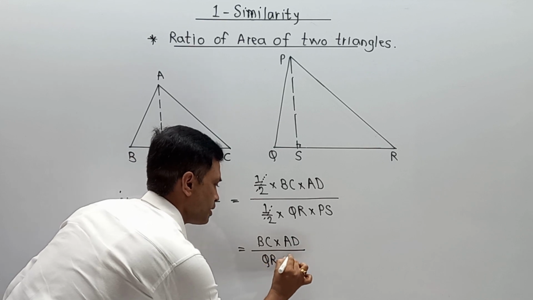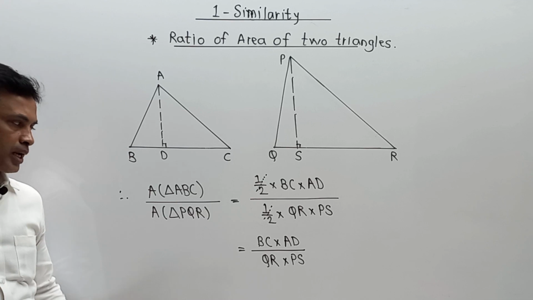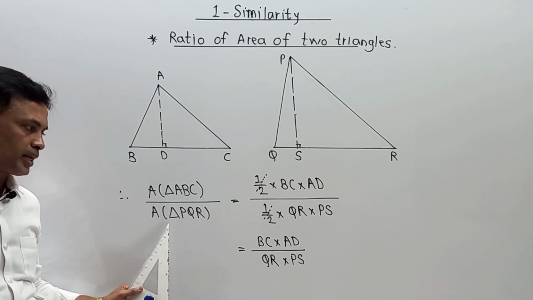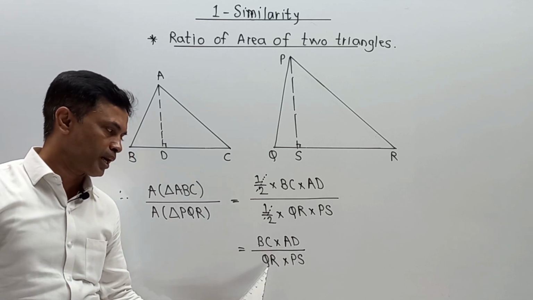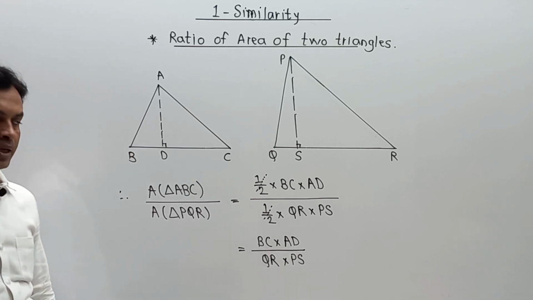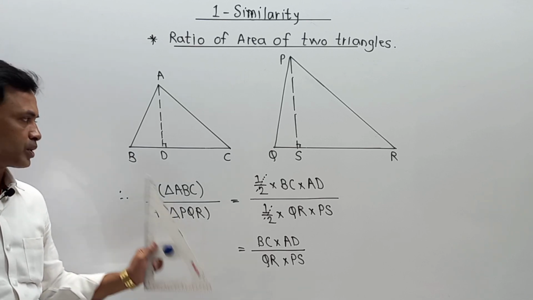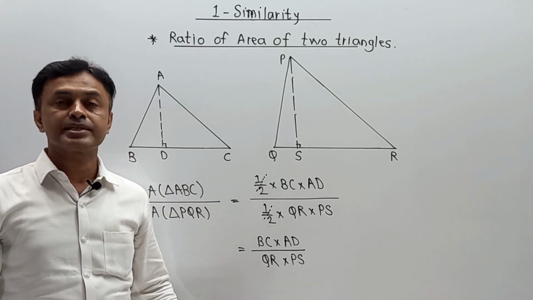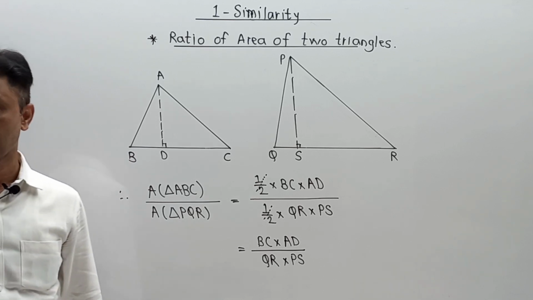Now one by one try to understand. Area of triangle ABC upon area of triangle PQR is equal to BC into AD upon QR into PS. Now I am going to convert this value from alphabetical names into base and height form. What does it mean? Pay attention over here.